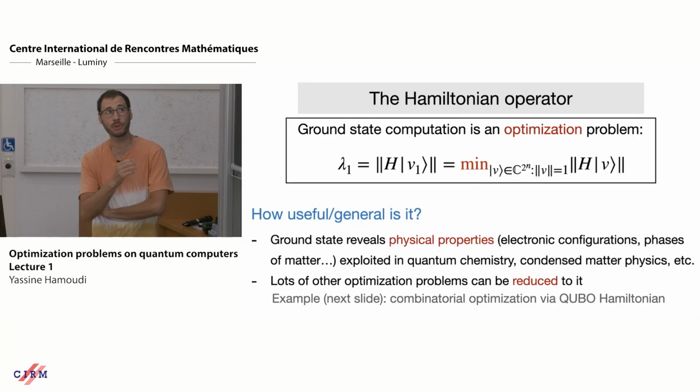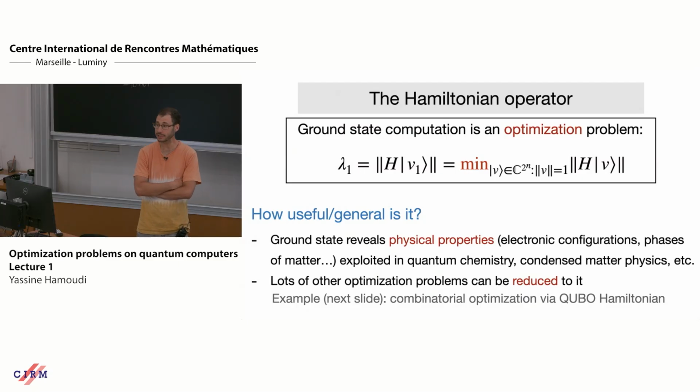Okay, so why do we care about computing the ground state? Well, maybe the most important reason is because the ground state has some physical meaning. It gives information about the electronic configuration, phases of matter. So it is used in many areas of research, such as quantum chemistry and so on. But also because, as you will see, there is a lot of other optimization problems which can actually be viewed as finding the ground state of a Hamiltonian. So it really covers a lot of optimization tasks.